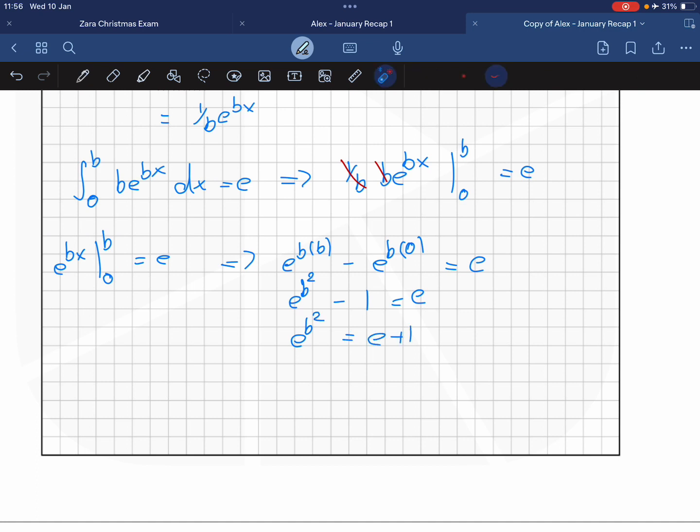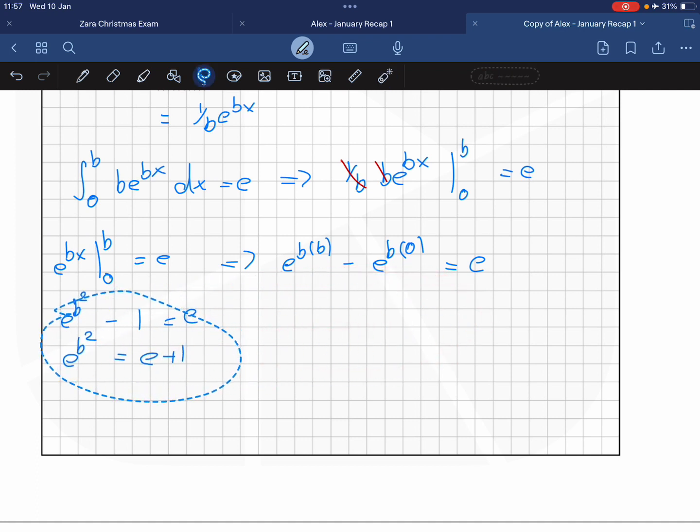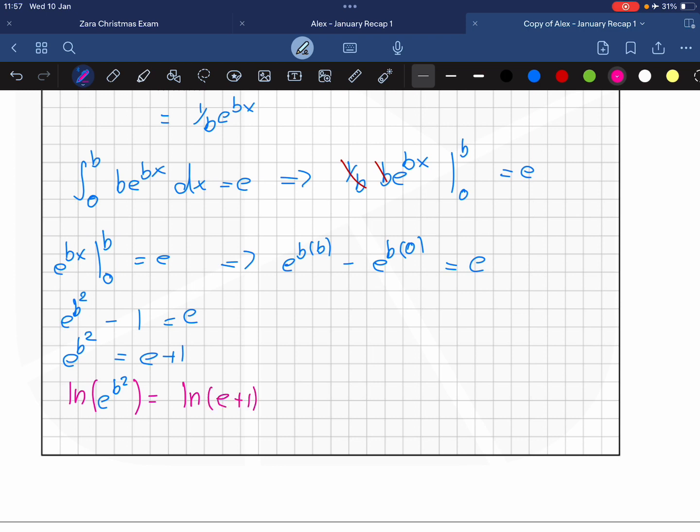Now we're nearly there. All we're going to need to do now is just follow your rules of logs. So if we want to get this power or this b down, we can take the natural log of both sides. So we're going to take the natural log of e to the b squared, which is equal to the natural log of e plus 1. What happens when we do this? Well, we're able to bring this b squared to the very front.